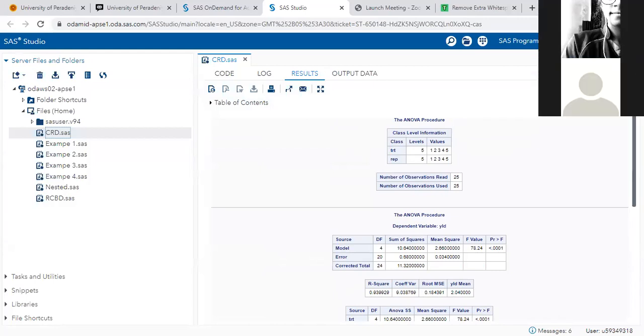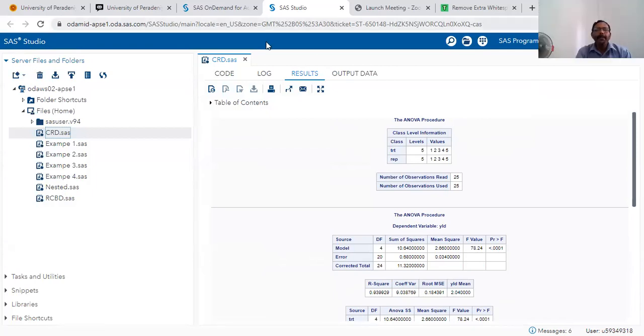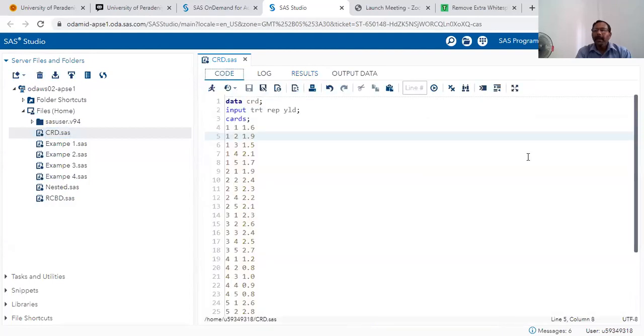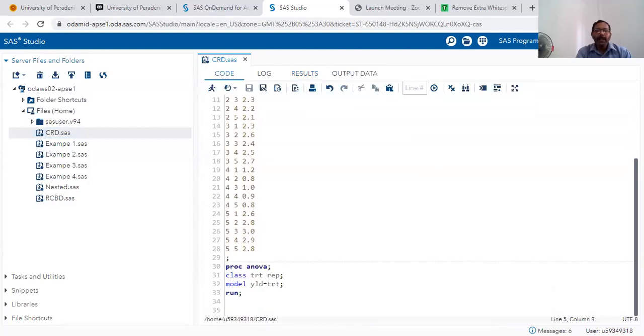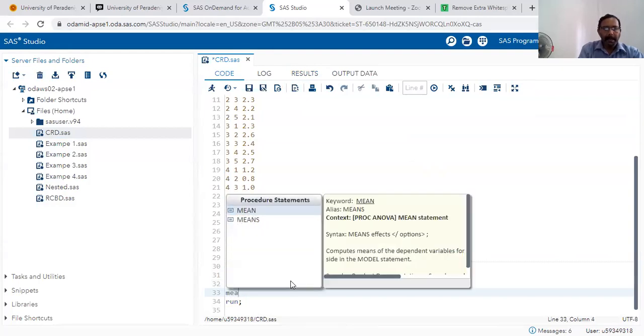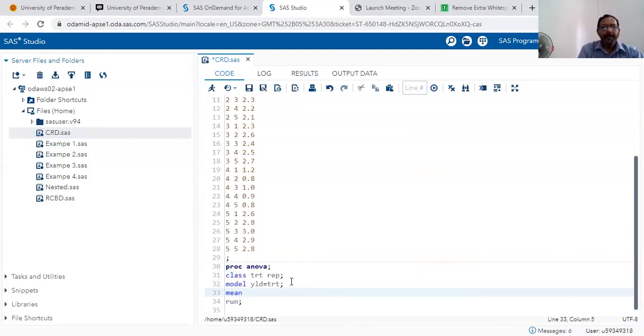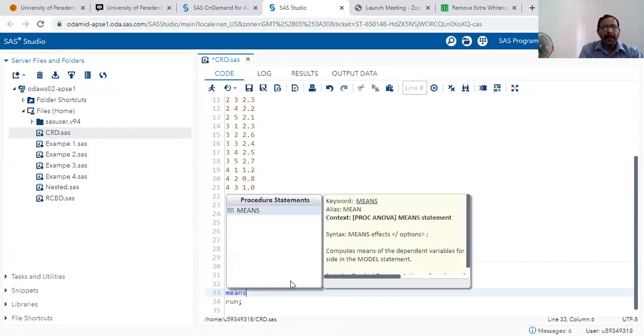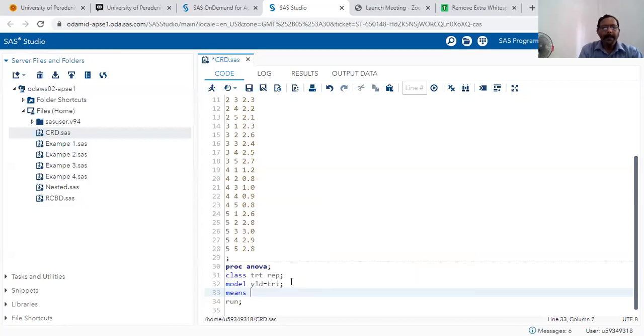So now that is the output. Based on the output, we come to a conclusion that there is a treatment effect. Now I'm going back, and this is how we can include the program for mean separation. Write down very carefully. It says means, not mean. This is a statement, means. It goes under the ANOVA only. If you type just mean, it will not work. Means.